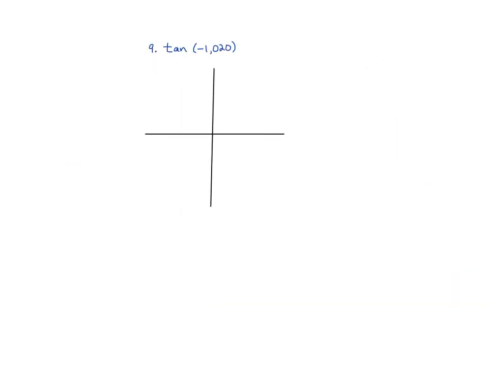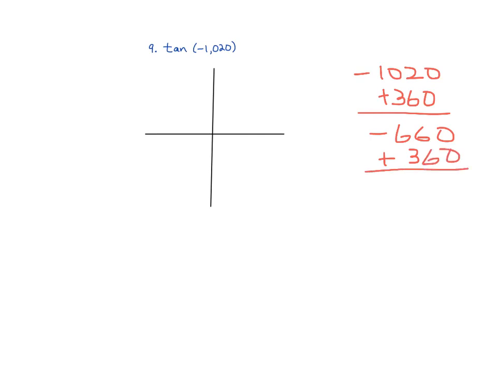So for negative 1020, I'm going to start adding 360 to figure out how many times I need to circle around to get to my reference angle, that is going to be between 0 and 360. So add 360, get negative 660, add another 360, get negative 300, add another 360, and now I'm at a positive 60. This is my reference angle.